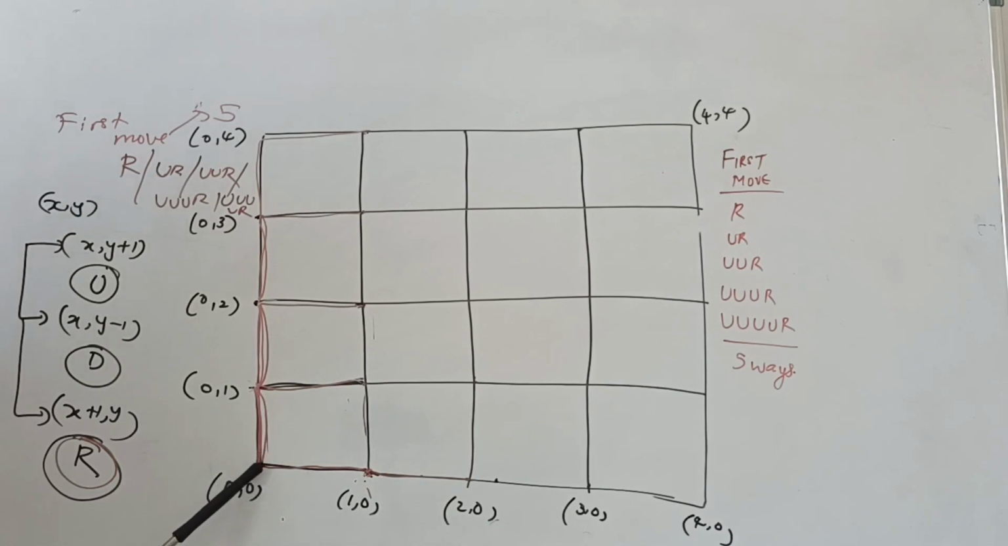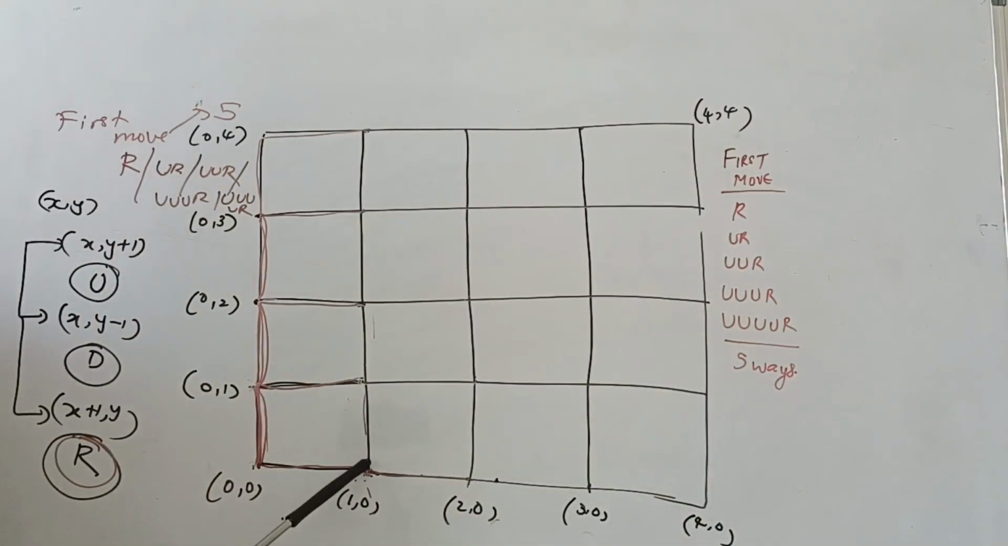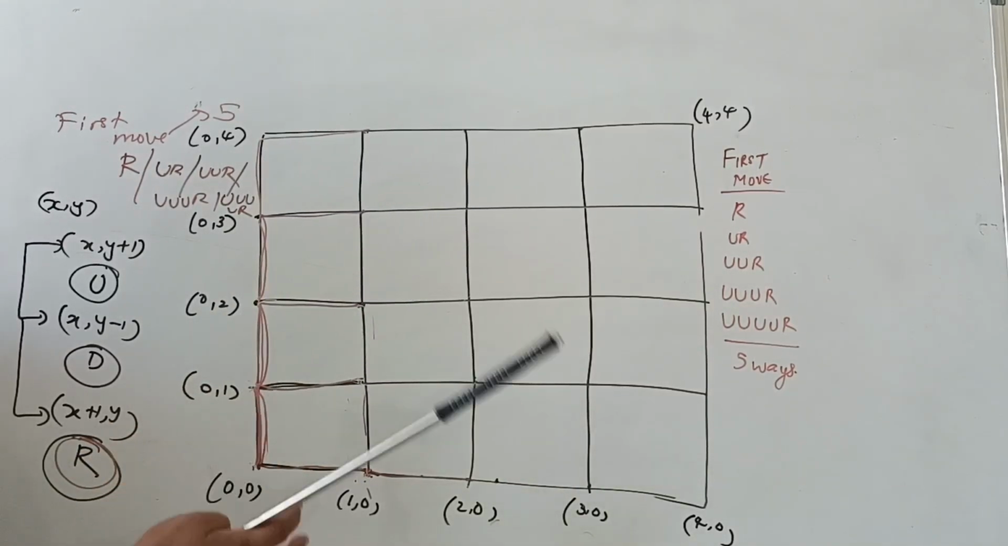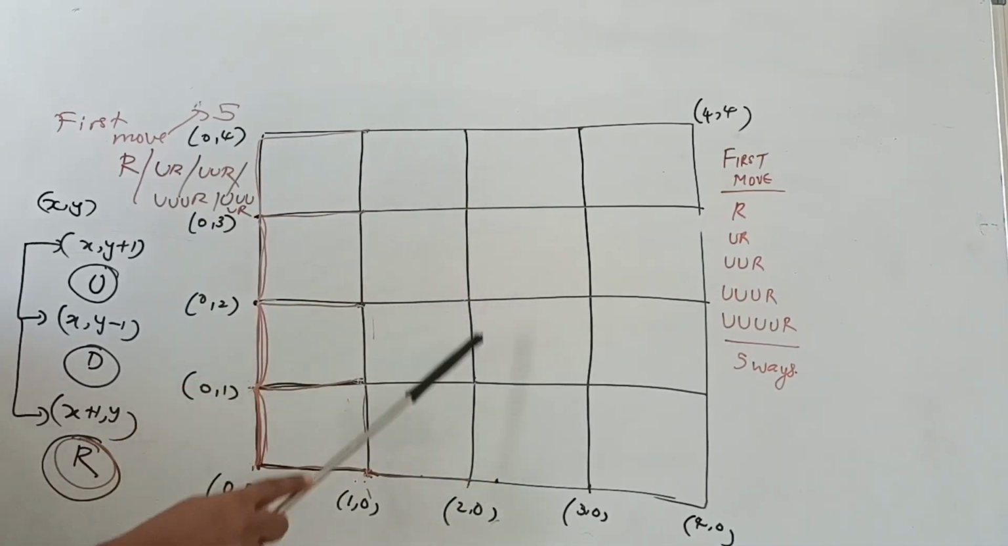Suppose in the first move, the person did not go in this way, he went like this and then moved here. In how many ways can he reach any of the coordinates in this particular line? He can move right, move down and then right, move up and then right, move up twice and then right, or move up thrice and then right, which is again 5 ways. So irrespective of which coordinate the person is in, he has a choice of 5 ways to reach any of these coordinates in the second vertical line.